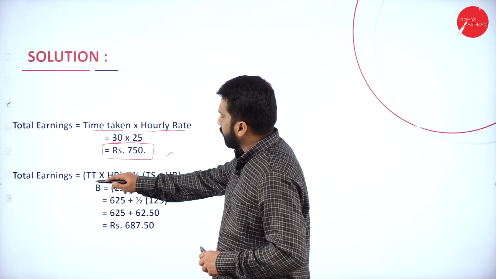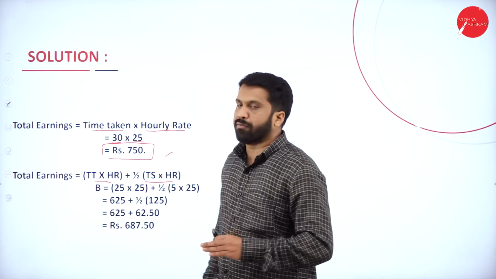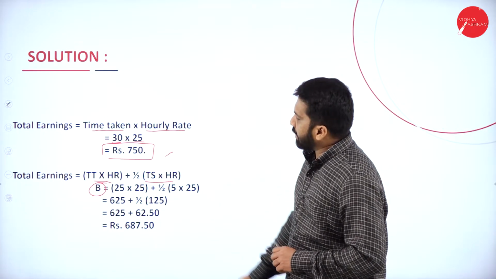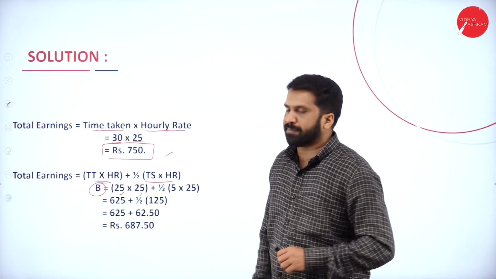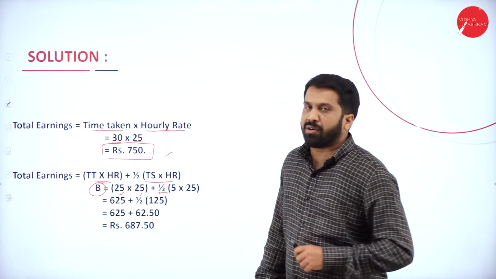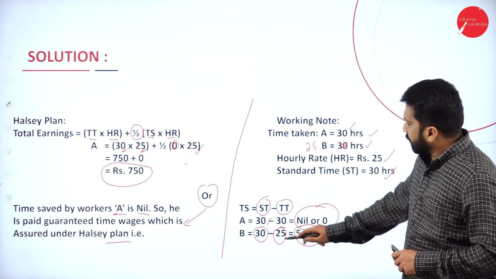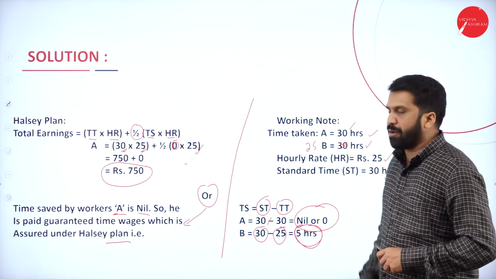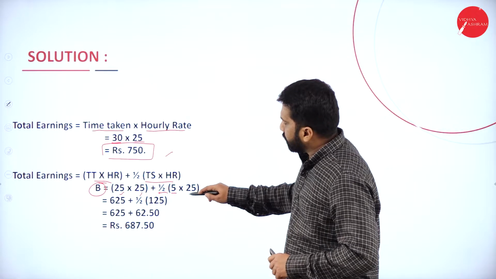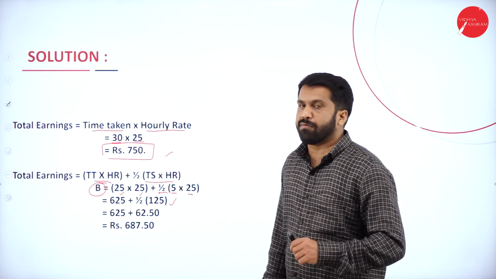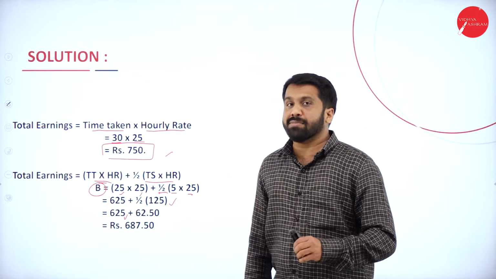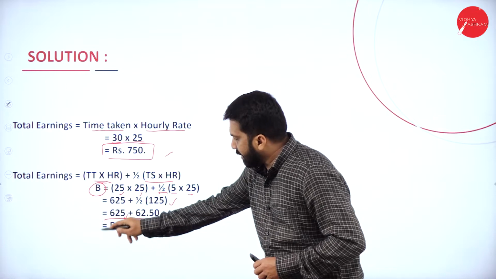We'll go for total earning and time saved, and we are doing this for the second person who is called B. Now, time taken is 25, hourly rate is 25. The time saved, half of this. So what is the time saved? I'll go back. 30 minus 25, the time saved is 5 hours. Now, as per this, 5 hours into 25, you will get 125. Now, 625 and half of this means it will come to 62.5. What is the final answer?